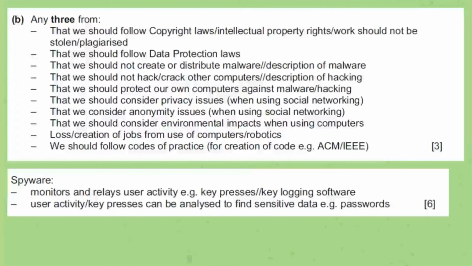We should consider privacy issues. We should consider anonymity issues. We should consider environmental impacts when using computers. Loss or creation of jobs from use of computers or robotics. We should follow codes of practice. The first one, we should follow copyright laws. And this one, we should not hack or crack. These three are easy to remember.